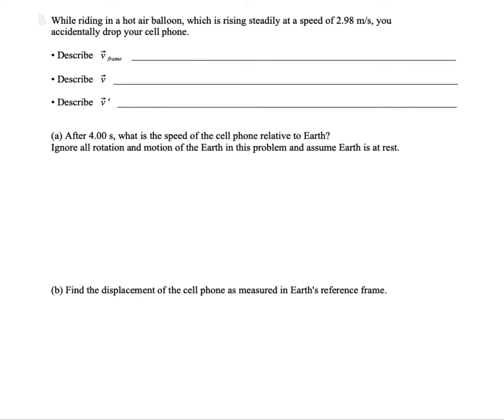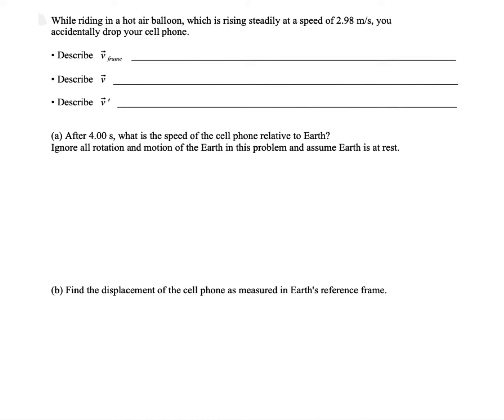When riding in your hot air balloon, the hot air balloon is rising steadily at a speed of 2.98 meters per second. Let's say you drop a cell phone. We want to describe V frame, V, and V prime.